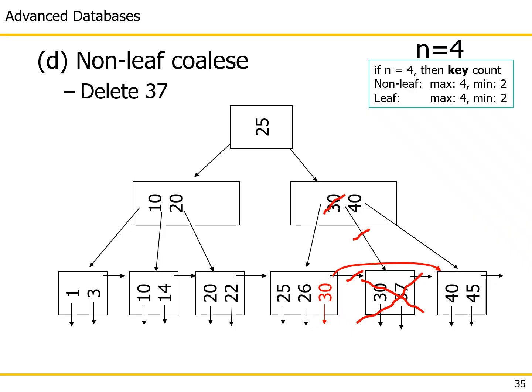So again, we are going to favor deleting nodes here. So I'm going to delete the node that has the 40, and I'm going to move the 40 to the sibling of this node, which is the one that has the 10 and the 20. But now I have an issue. 40 has 2 references: less than 40, which is pointing to 25, 26, and 30, and greater than 40, which is pointing to 40 and 45.